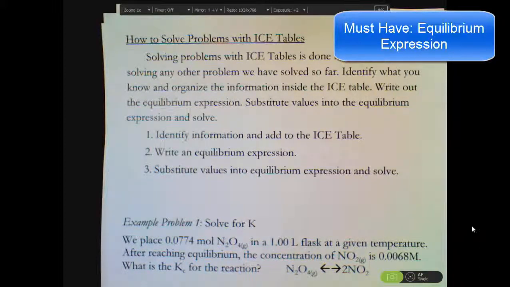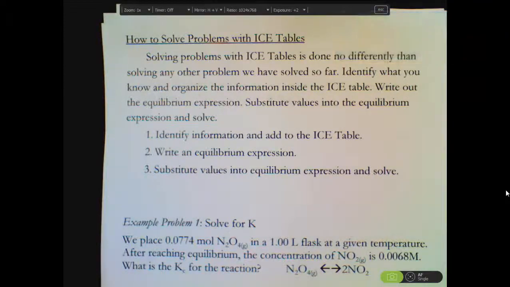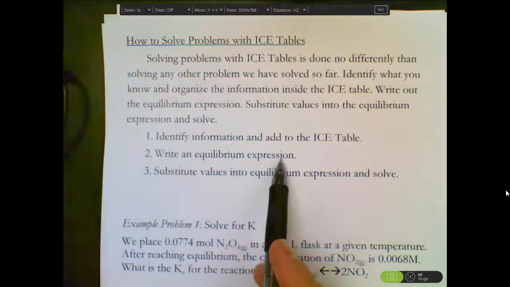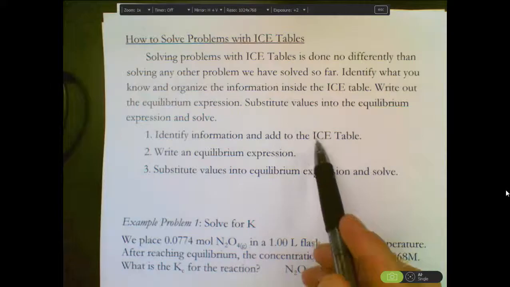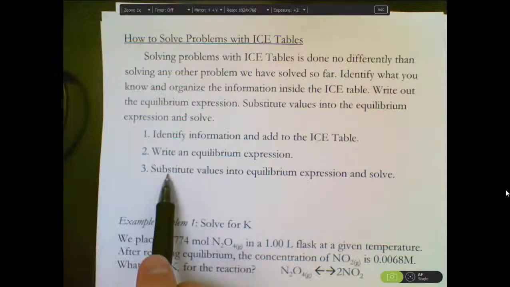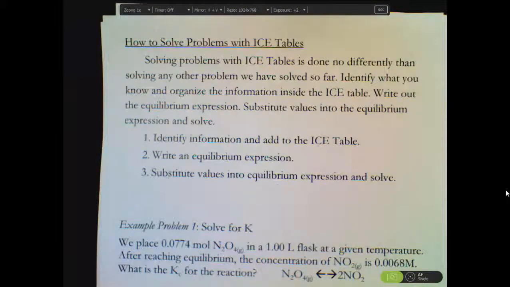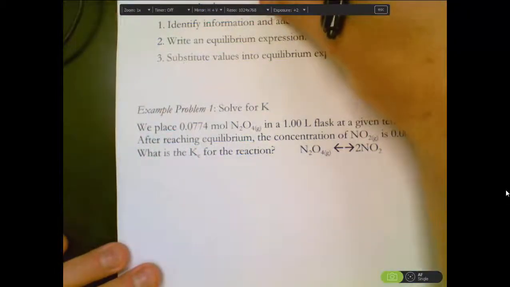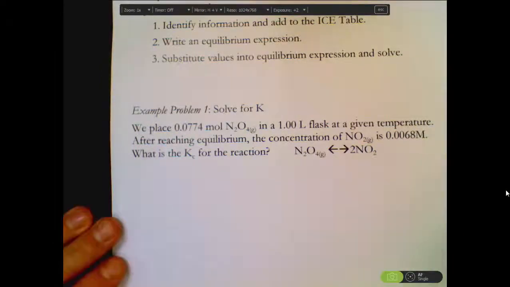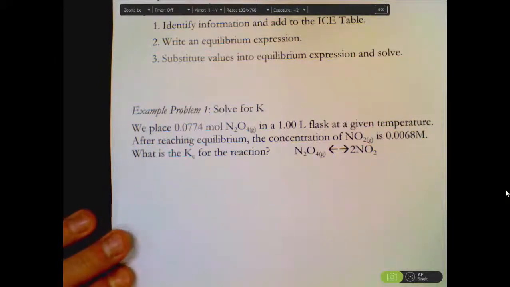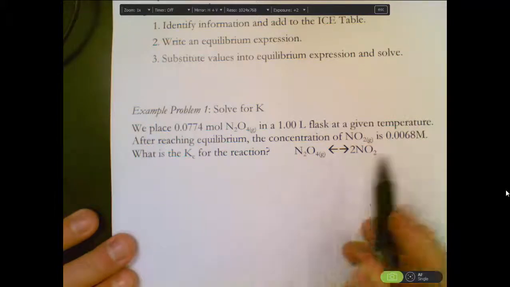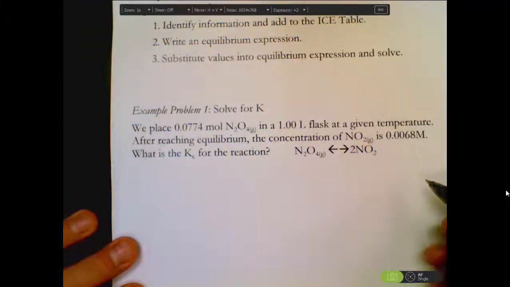Equilibrium ice tables are going to be used with an equilibrium expression. It's just we need to get the equilibrium values. So we're still going to want to write an equilibrium expression, and we're going to use the ice table to then substitute values into the equilibrium expression, and then we'll solve for whatever the problem's asking for. So the easiest way to show this is just to use an example problem of how to use an ice table. And I'm going to start by going ahead and writing out my equilibrium expression for this system here.